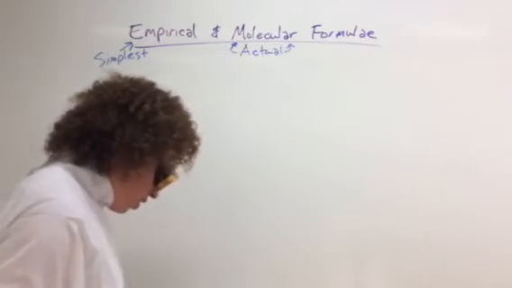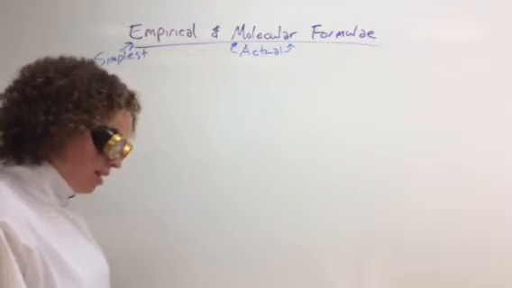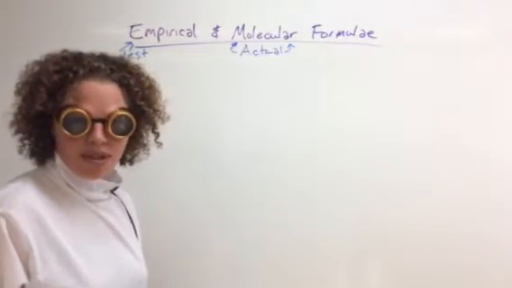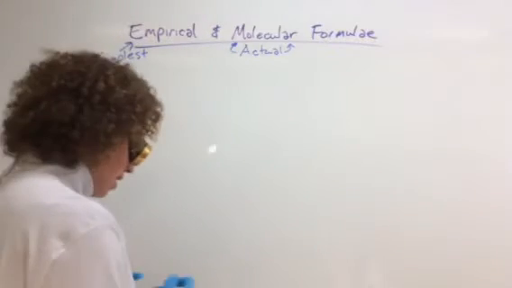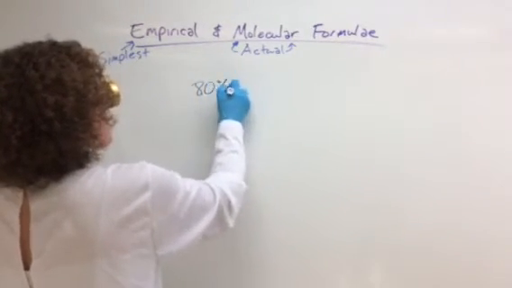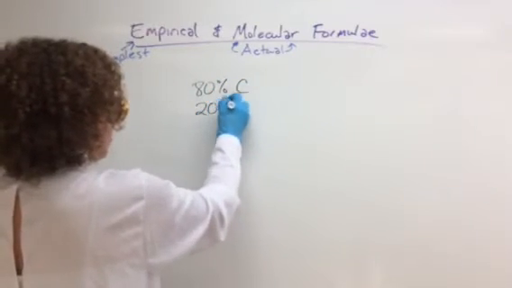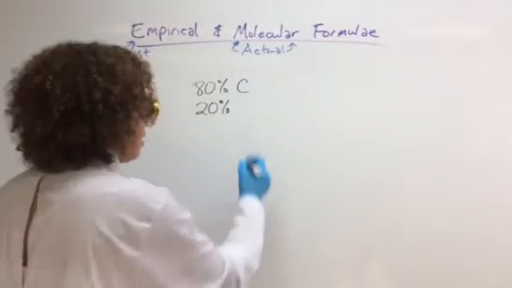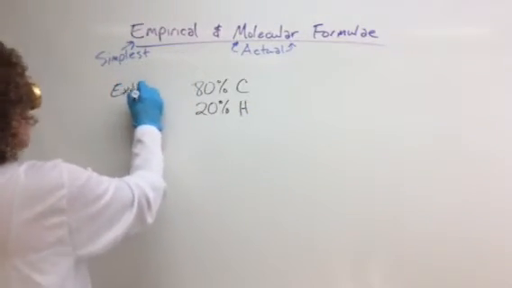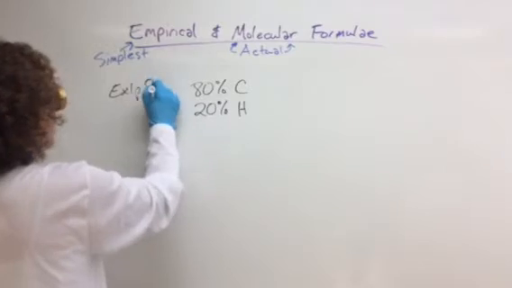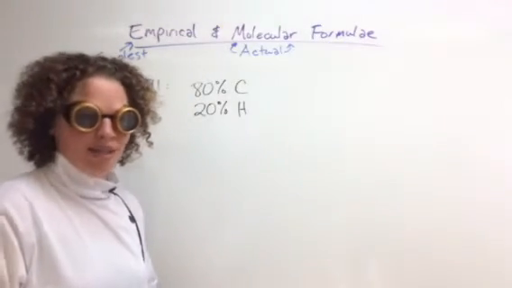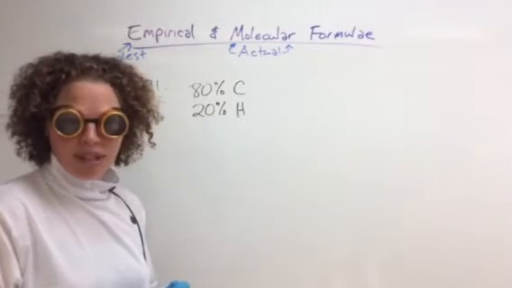The examples that they show you is you're supposed to be finding the empirical formula of a compound if you know what the percent composition is. So let's say I have 80% carbon and 20% hydrogen. Now this is example 1 on page 91. So I'm supposed to be figuring out what the empirical formula is.